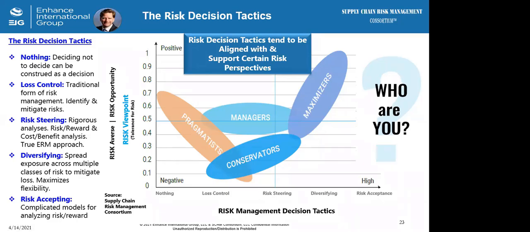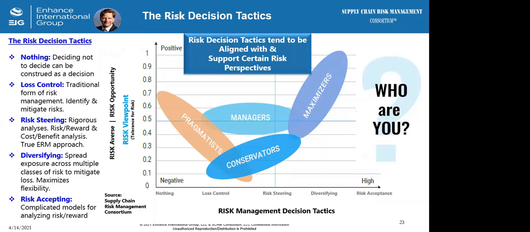The next is lost control. And that's most traditional form of risk management driven by consensus. And then in the middle here, now you're at the middle of this x-axis and risk steering. And here we're driven by rigorous analysis. So we're moving into that phase. And we are looking at cost, benefit, and risk reward approach, rigorous analysis, and a true ERM approach, enterprise risk management approach. And we attempt to discover and implement a balance.